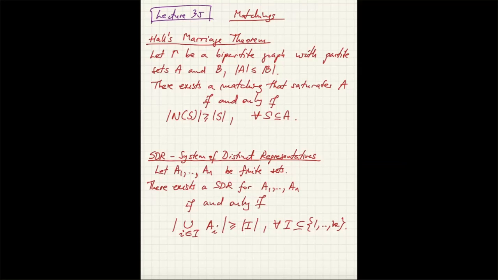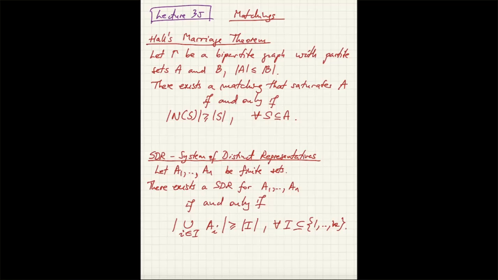During the last lecture, we stated and proved Hall's marriage theorem, which states that in a bipartite graph with partite sets A and B, where the size of A is at most the size of B, there exists a matching that saturates the smaller side, A, if and only if this condition is satisfied: the neighborhood of a subset S of vertices in A has cardinality greater than or equal to the cardinality of S. We call this condition Hall's condition.